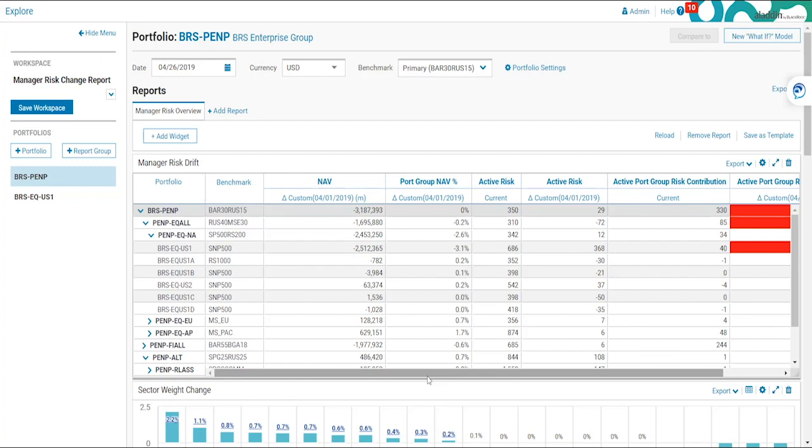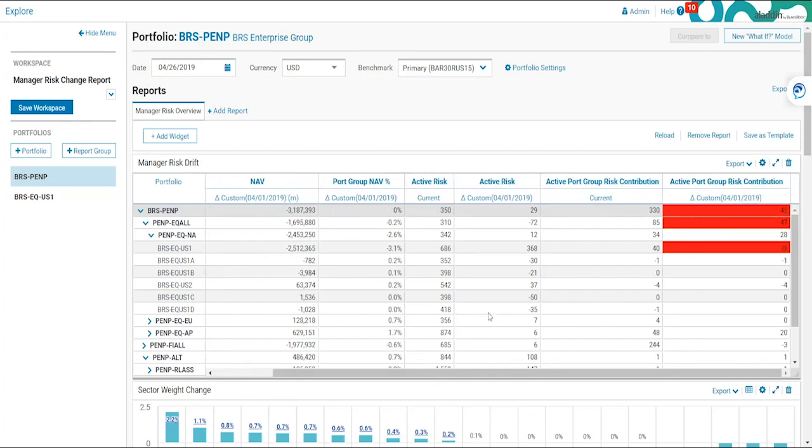With this setup, I can see that the active port group risk contribution column has evidenced a 45 basis point change from the start of the month. Drilling in, it is clear that a large part of the change is coming from BRS EQ US1, which had a 33 basis point change as it contributes to the total port group. As a result, I'll need to review this fund in greater detail.